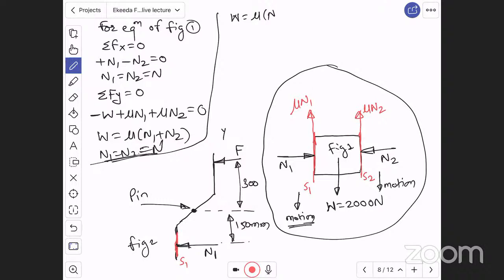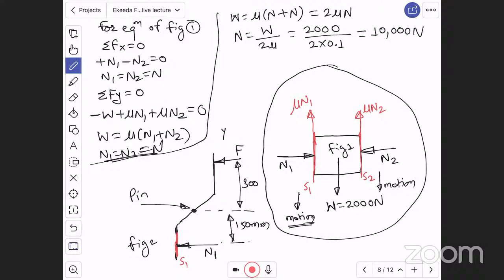Therefore, mu N plus mu N is equal to 2 mu N. Therefore, normal reaction is equal to W divided by 2 mu. Can I write? Normal reaction is equal to W divided by 2 mu, and weight is 2000, 2 into mu, coefficient of friction is 0.1, and solve for this. You will find the answer is equal to 10,000 Newton. Now I have calculated normal reaction, which is 10,000 Newton.